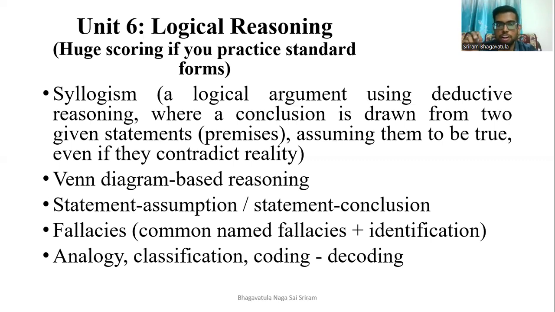Next one is fallacies, common named fallacies plus identification of the concept. So this is all theoretical part, I can't cover in this particular video, but anyhow you need to be knowing all of this. Next one is analogy, classification, coding, decoding. For example, A is written as 1, B is written as 2, C is written as 3. Then what should E be written as? E should be written as 5. So coding, decoding, encoding, all this type of things also should be there as part of your unit 6.